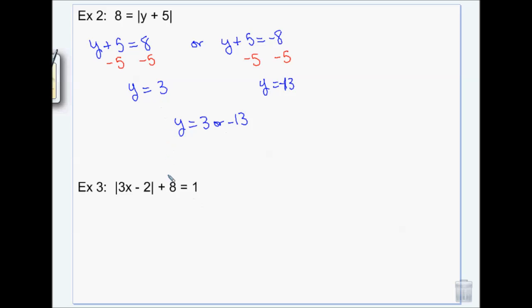Okay. If you have something going on here where we have some stuff inside the absolute value and some things outside the absolute value, we're going to get the absolute value completely alone first. So we're going to subtract 8 from both sides. And so I get the absolute value of 3x minus 2 equals -7. Oh, wait a minute. Can the absolute value equal -7? No solution. Now, if this had been a +7, from here you'd split it and solve it the rest of the way.